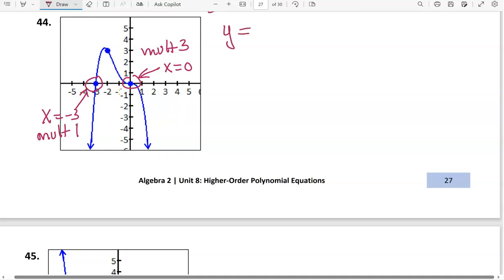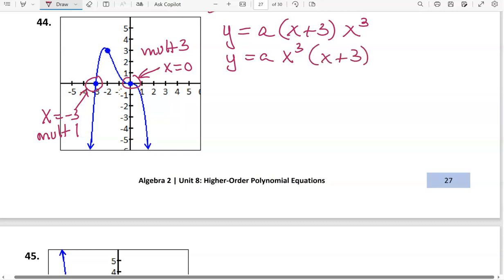That means that our equation will look like this: y equals a times (x plus 3), no exponent on that one, or an understood exponent of 1, and then our other factor will be (x minus 0), if you like, raised to the third power. Typically that's going to be written this way: a x cubed times (x plus 3). Typically we write the monomial factor first. Alright, let's use our extra point to find the value of a.